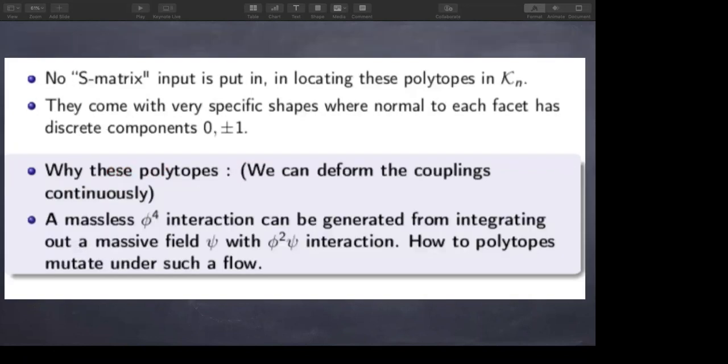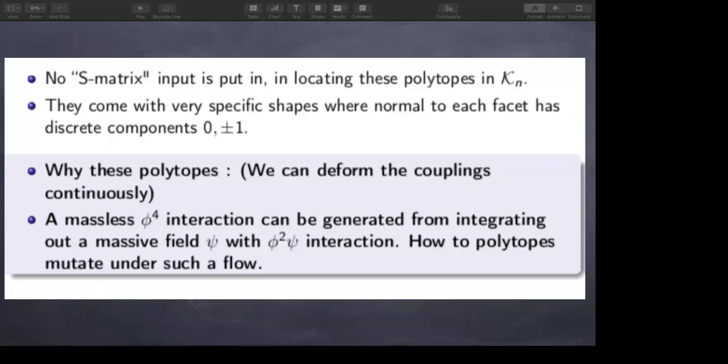So here I just want to say that this program also gives rise to many questions. One is that we haven't put any asymmetric input here in locating these polytopes. As you will see, these polytopes are located using some results in math, which don't know anything about physics or asymmetrics, but they come with very specific shapes. The shapes can be very complicated, higher dimensional polytopes, but the normal to each face of this polytope always, in this Xij basis, has components which are either 0, plus, or minus 1. You don't get normals with any other angles.